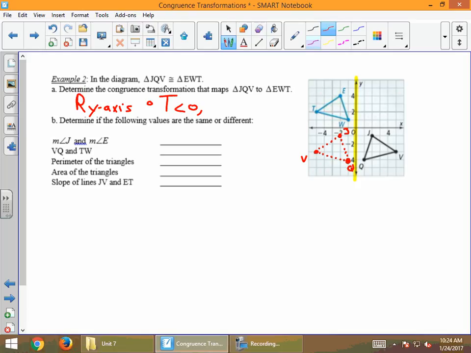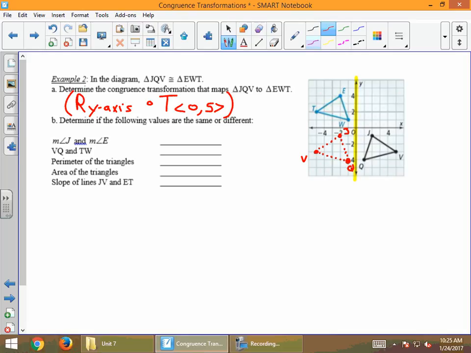That's good for T's. Still, always check the other points. 1, 2, 3, 4, 5. That's good for J to E. And Q to W. Let's see. 1, 2, 3, 4, 5. They are the same. And since I went up, it is going to be positive. Good. So there is my congruent transformation right there. So I know that I first did a reflection, and then I did a translation at that degree.